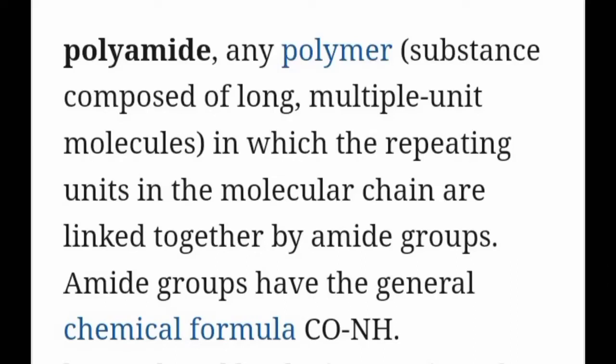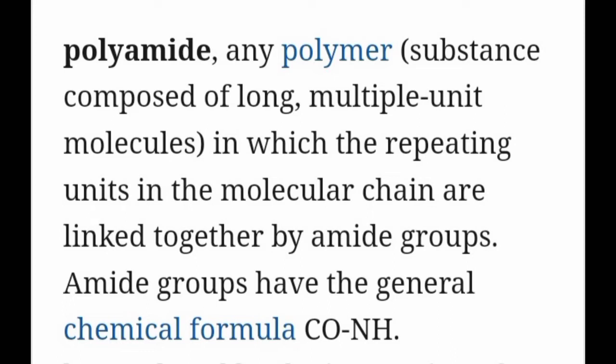Students, today let us see about the synthesis and applications of polyamide polymers or resins. Students, you are already familiar with polyamide polymers. You know nylon 6, nylon 66. These are the main examples of polyamide polymers.